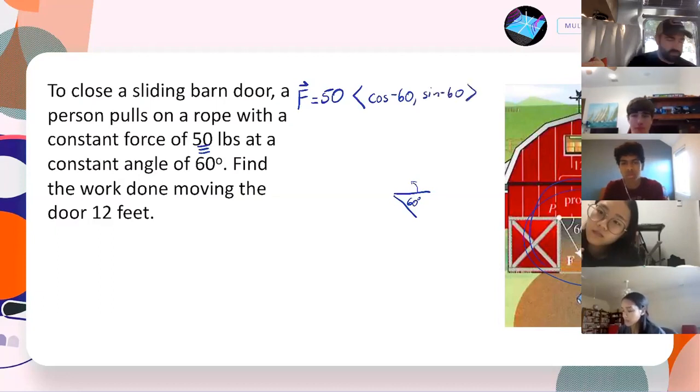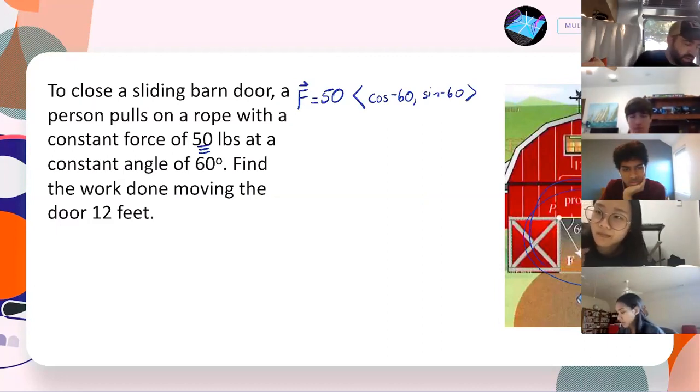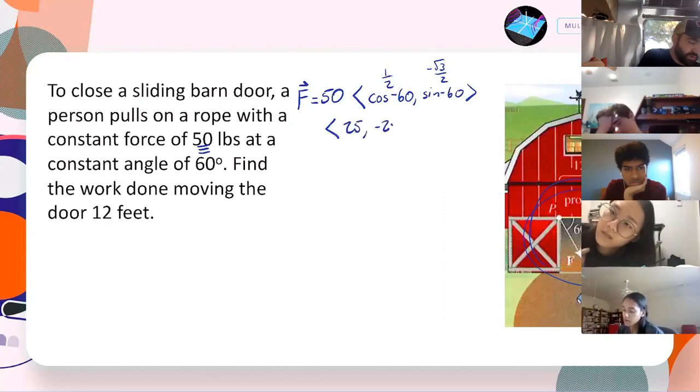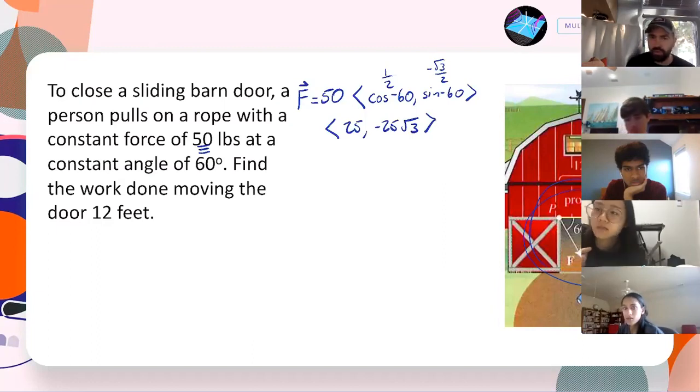Since the force is being exerted in that downward motion, that would be a unit vector going in the direction of the force times a magnitude, so it'll be the correct magnitude that we're looking for. Again, these are values we should know: 1/2 and negative root 3 over 2. So we could simplify this. This is 25 and negative 25 root 3. So that's the vector of the rope that the guy's pulling on, basically the force that's associated with that.